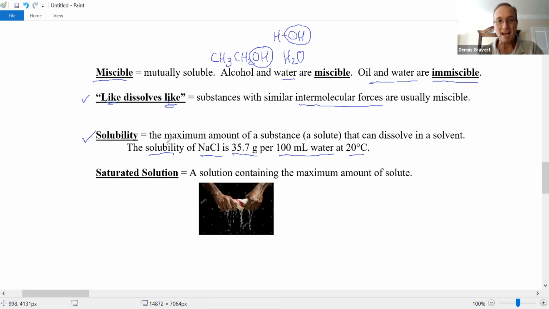If you reach that maximum, we then call that solution saturated. It's completely filled with the molecules. 35.7 grams will completely saturate 100 milliliters of water with salt. That's the maximum. And if you prepare that solution, go get 100 milliliters of water, throw in 35.7 grams of salt, that will produce a saturated solution.